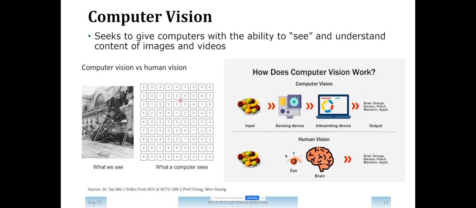But what we want to do is, based on these numbers, to still recognize the same thing that we recognize here. For example, this is a picture of a train or a building. Or in this one, we see some fruits and we want the computer to say there's a bowl of fruits, orange and banana and peach and apple. That's what we want the computer to understand, just like we do.